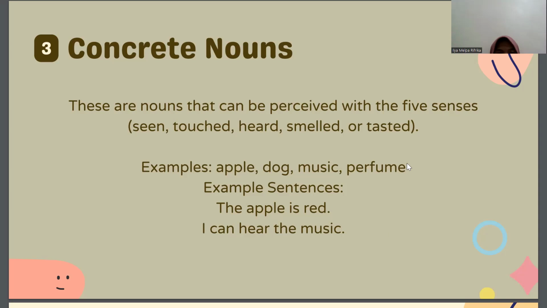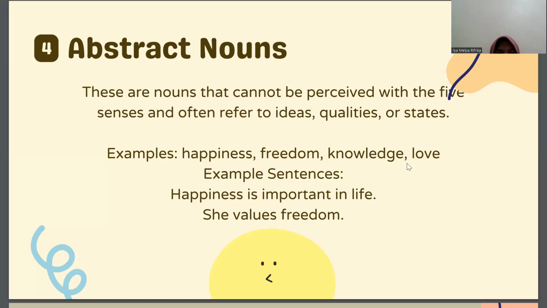And that is the second example of concrete nouns in a sentence. And the fourth type of noun is abstract nouns. These are nouns that cannot be perceived with the five senses and often refer to ideas, qualities, or states. For the examples of abstract nouns, happiness, freedom, knowledge, love, etc.